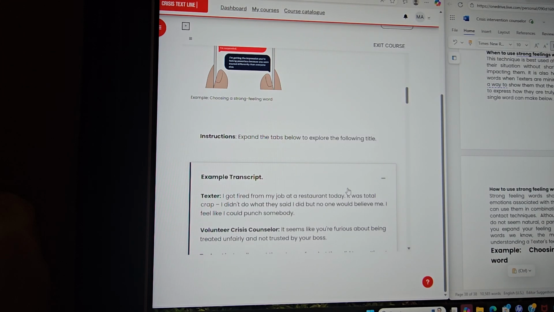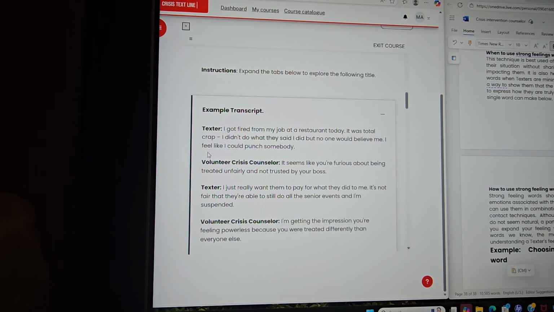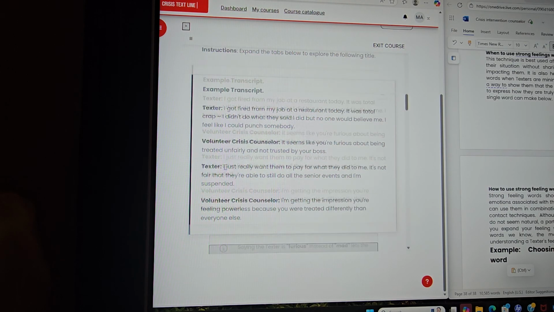Crisis counselor would say, it seems like you're furious about being treated unfairly and not trusted by your boss. Texter would say, I just really want them to pay back for what they did to me. It's not fair that they're able to keep their jobs and I'm suspended. Volunteer crisis counselor would say, I'm getting the impression you're feeling powerless because you were treated differently than anybody else.